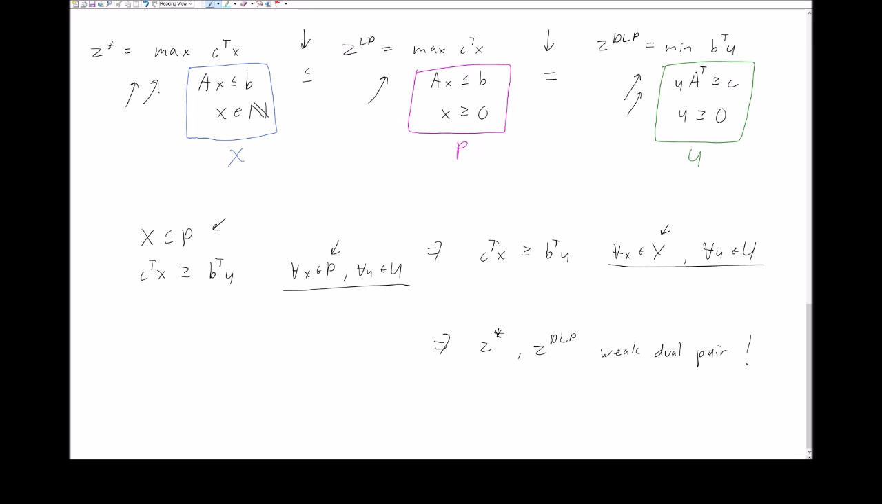Because the operations involved here are really just taking the dual of a linear program and taking a linear programming relaxation of an integer program, we're not going to go through any examples.